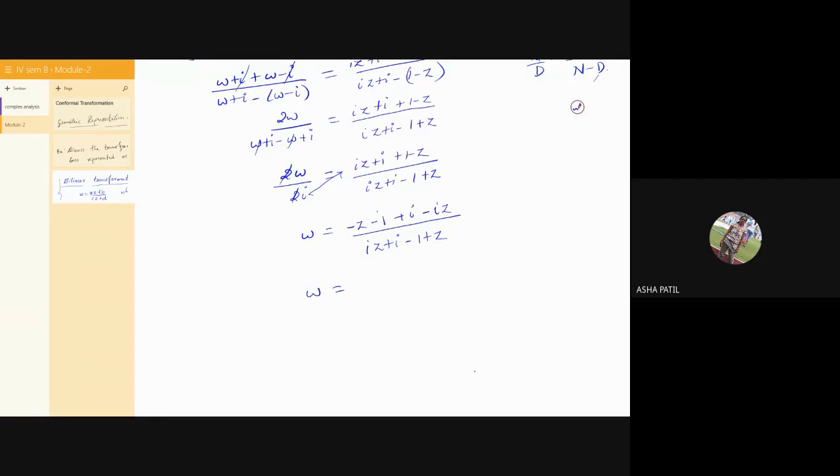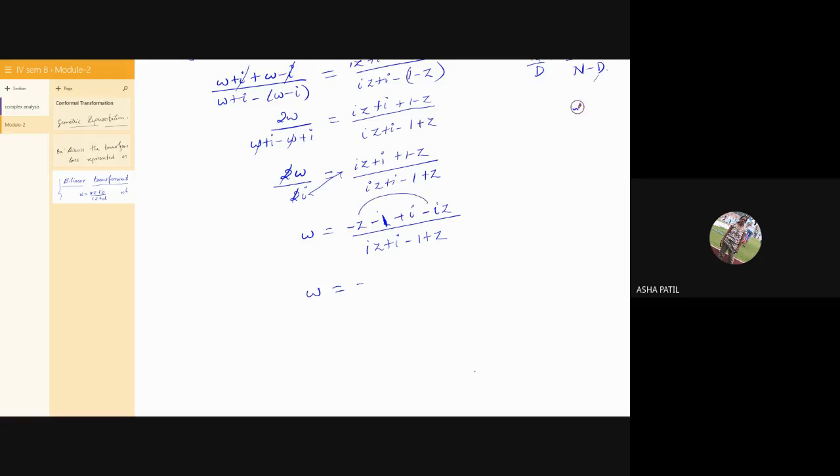So W equal to, plus I minus I cancels here. No, it is 1, no? So it is minus 1 here. So what we can write is in the form of AZ plus B. Is any simplification possible? We can write it as it is.